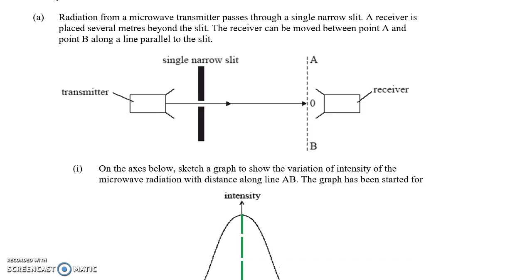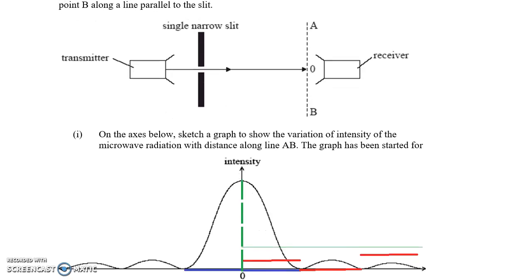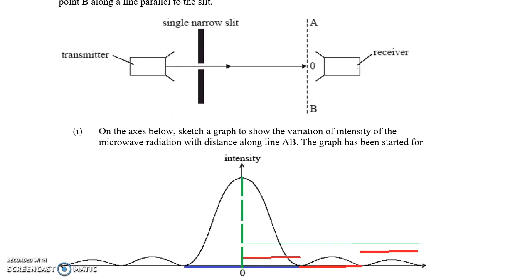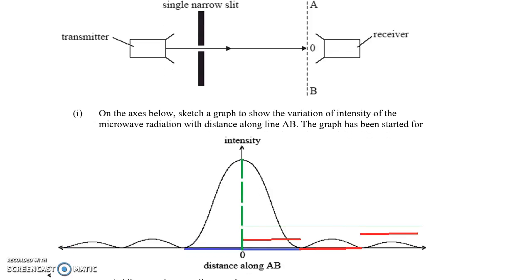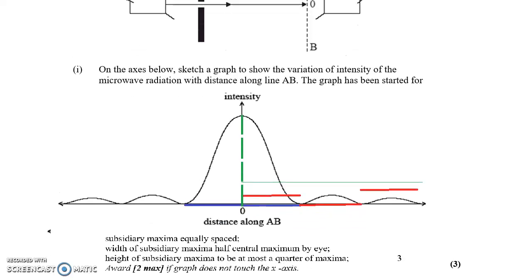the question. So on the axis below, sketch a graph to show the variation of intensity of the microwave radiation with distance along the line AB. And it's been started for you, you've just got to finish it off. So there's a few key points that we need to take into consideration. I've tried to annotate the graph to show us what they are. If you've read the mark scheme, then you'll have seen these as well.